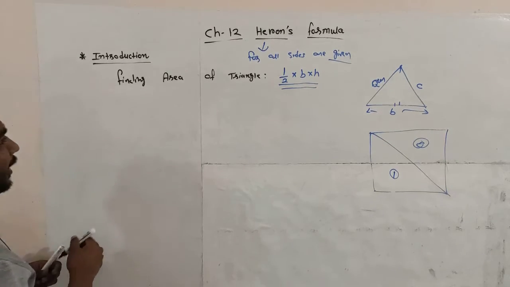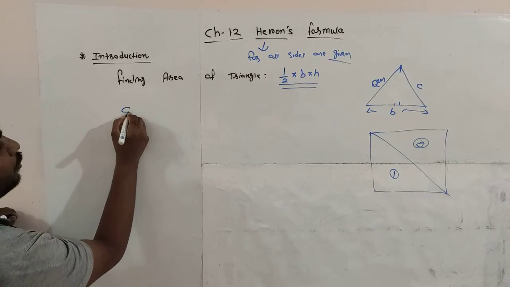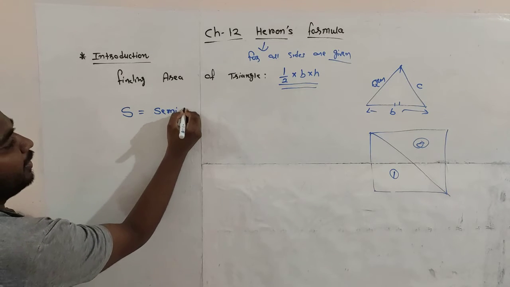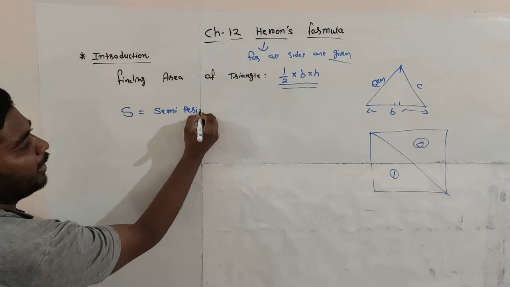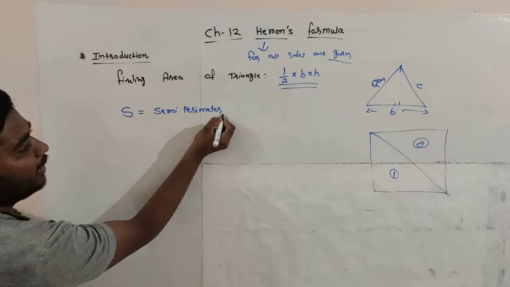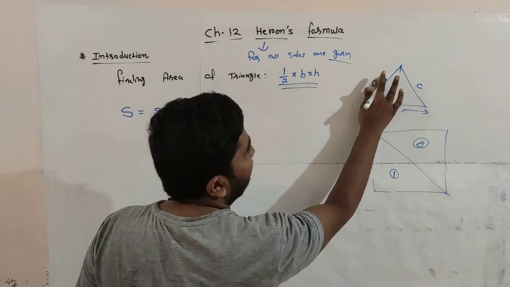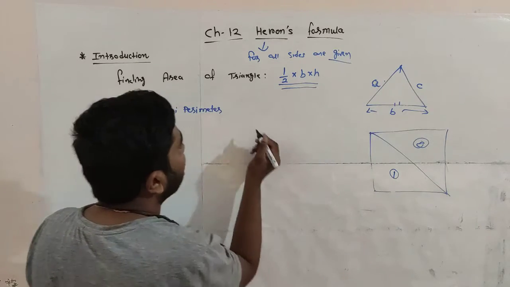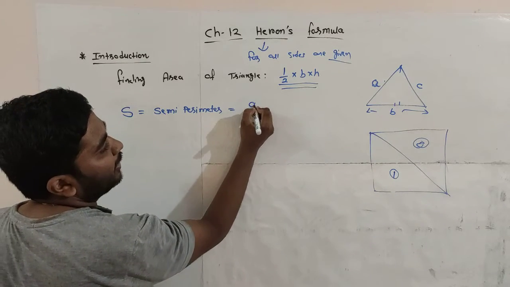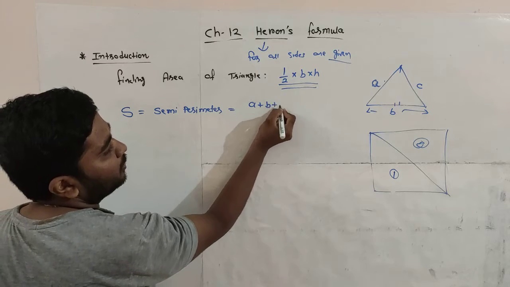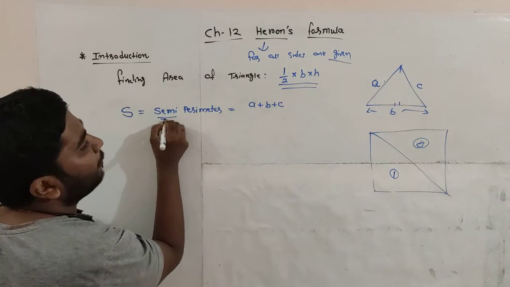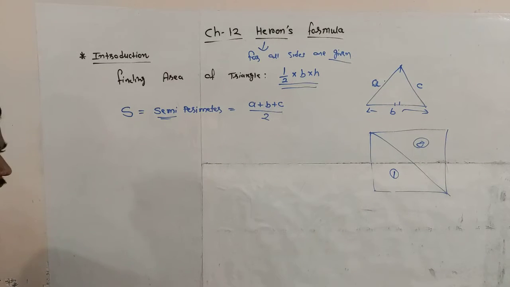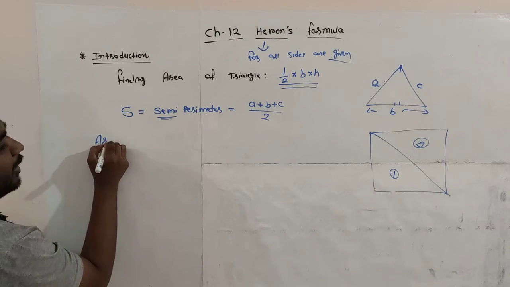So Heron's formula के लिए आपको पहले तो S की जरूरत पड़ेगी. S means क्या है? S is semi perimeter. Semi perimeter मतलब perimeter तो आपने पढ़ा ही है. Perimeter मतलब क्या? Suppose I am saying this is a triangle with sides A, B and C. Then perimeter is equal to, I can say, A plus B plus C. Semi means half, मतलब divide by 2. This is S.